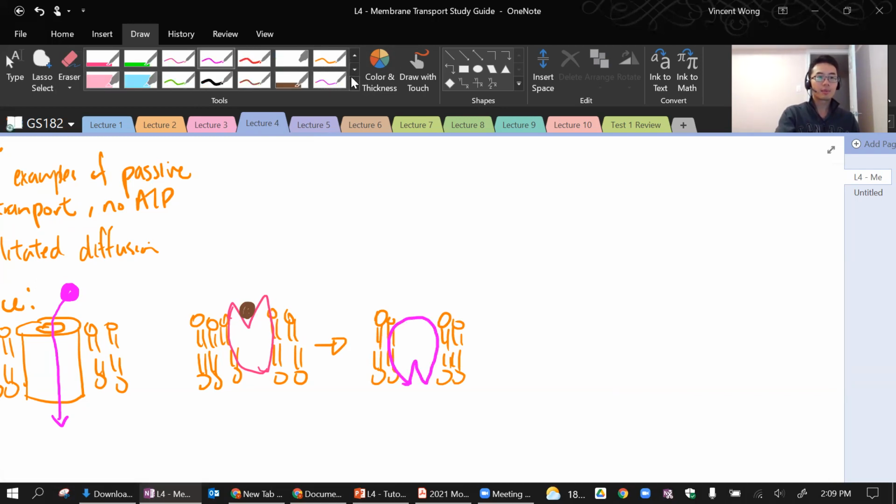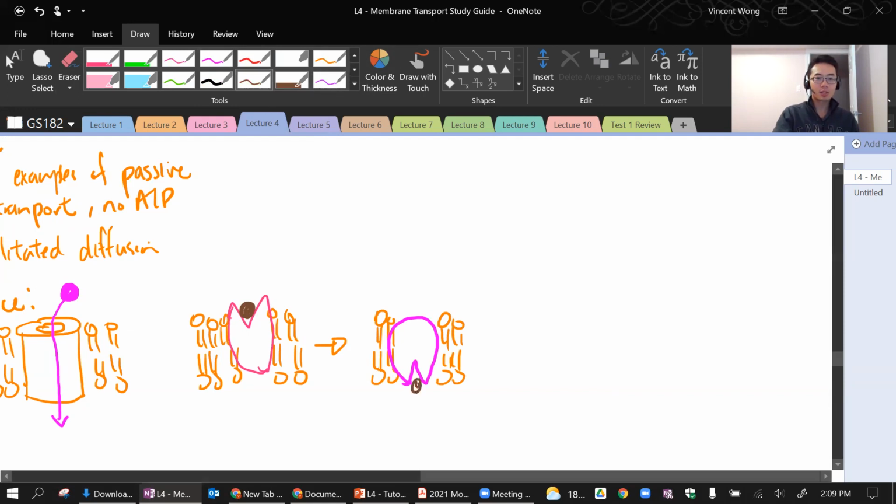I don't think I can find the same color, but whatever. And then it will spit it out like this. Okay, so it binds, it causes a conformation change in the carrier protein, and then it's gonna spit it out. So if an analogy for a channel protein is a tunnel, an analogy for the carrier protein would be like a revolving door.